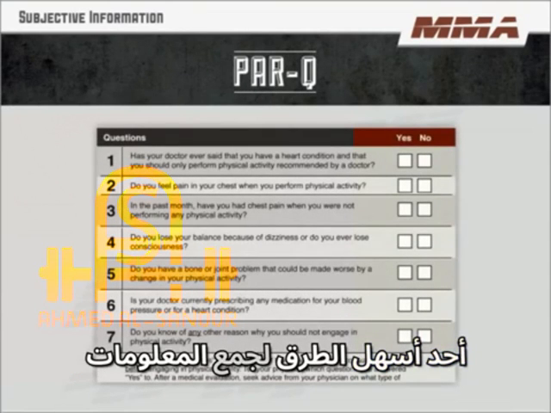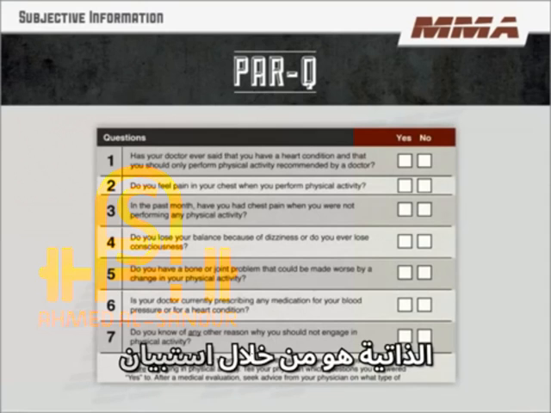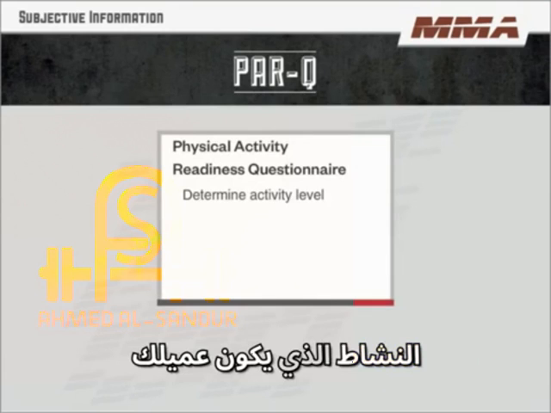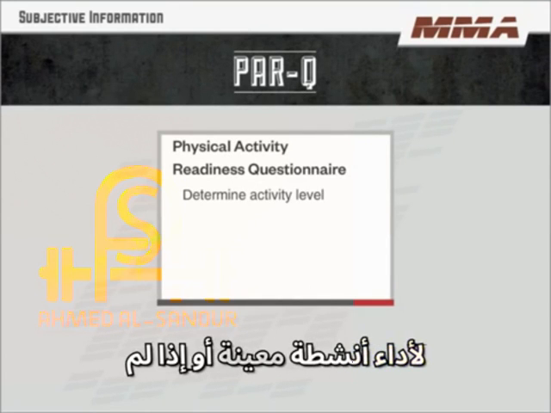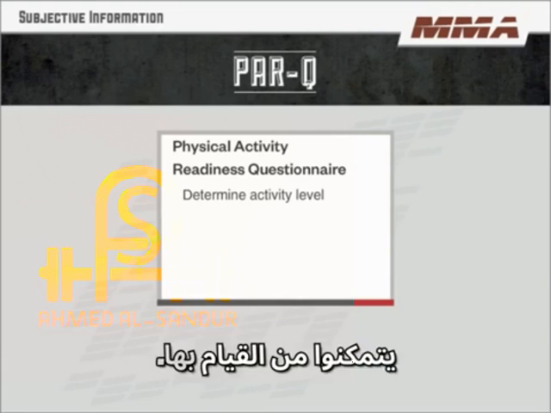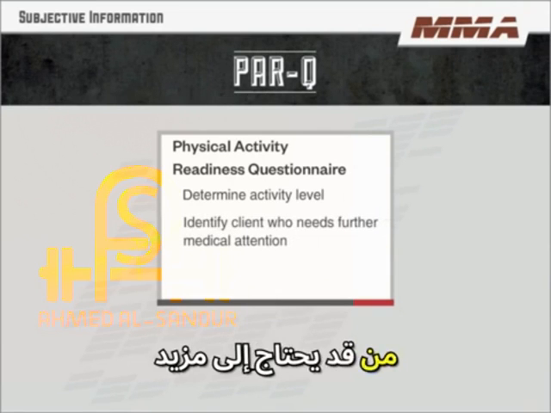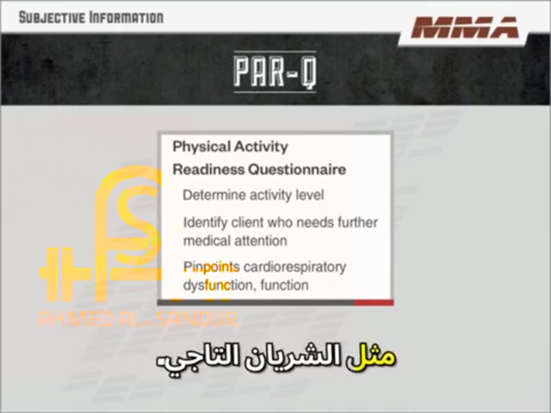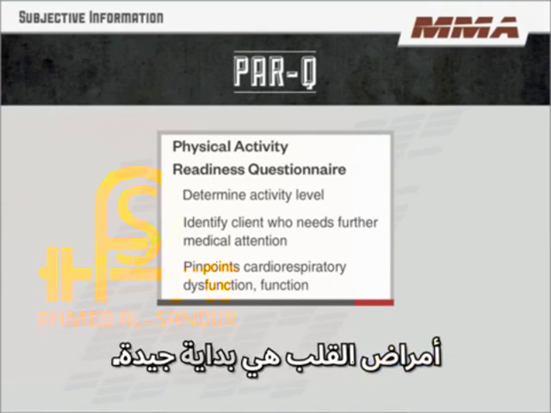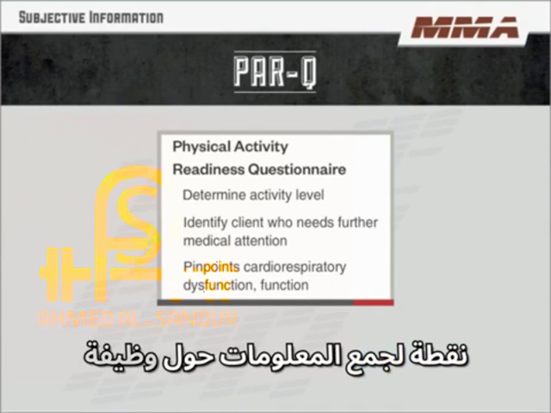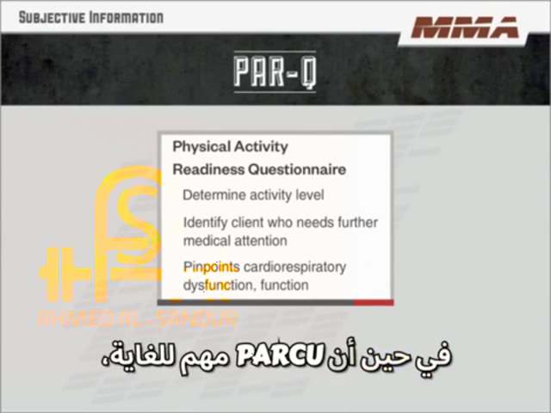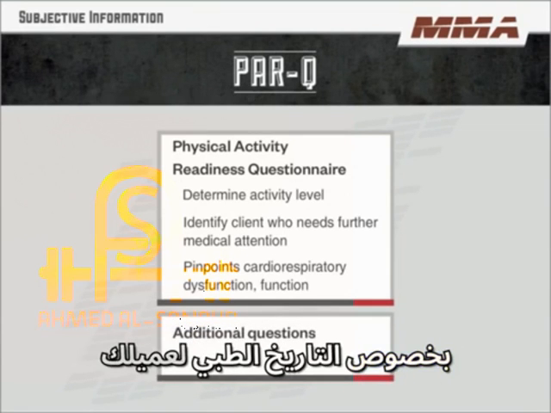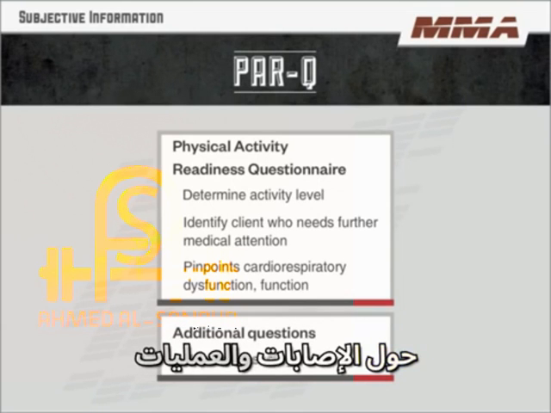One of the easiest methods for gathering subjective information is through a Physical Activity Readiness Questionnaire, or PARQ. A PARQ helps you determine at what activity level your client is ready to perform, or if they can't perform certain activities. It can also help identify a client who may need further medical attention. The PARQ pinpoints cardiorespiratory dysfunction, like coronary heart disease, and is a good starting point for gathering information about cardiorespiratory function. While the PARQ is extremely important, asking additional questions regarding your client's medical history is also important, so that you know about past injuries and surgeries.